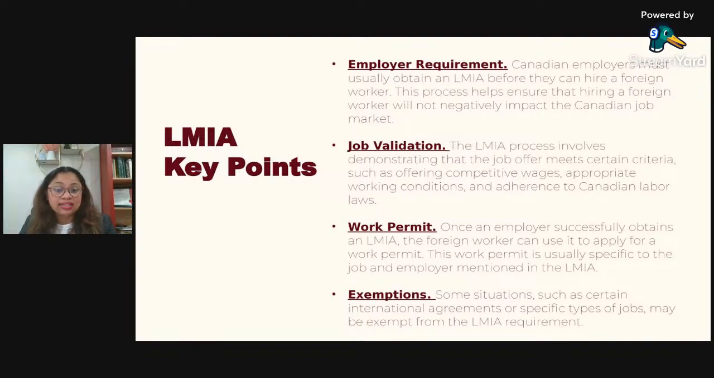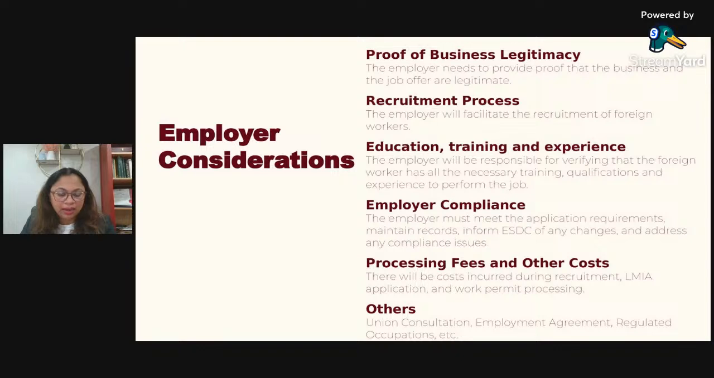So what about the work permit? Once an employer successfully gets an LMIA, the foreign worker can then apply for the work permit, which is usually specific to the job and employer mentioned in the LMIA. There are some exemptions with certain types of jobs, and they're called LMIA exemptions. We're not going to go through that. We're just going to talk about the general LMIA process for today.